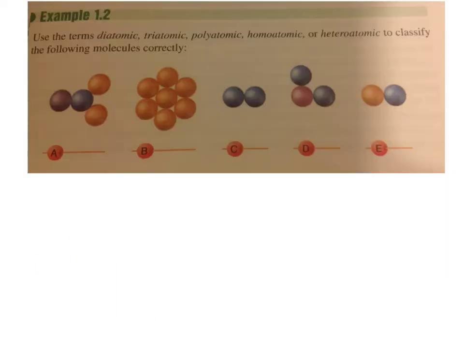Okay, so this is an example from your book where to use the terms diatomic, triatomic, polyatomic, homoatomic, and heteroatomic to classify. So let's look at the first one. The first one, we're over here, A. What do you see? How many molecules? Well, it's more than 3, right? So it's going to be polyatomic. And is it the same throughout or is it different throughout? It's different, so it's going to be heteroatomic.